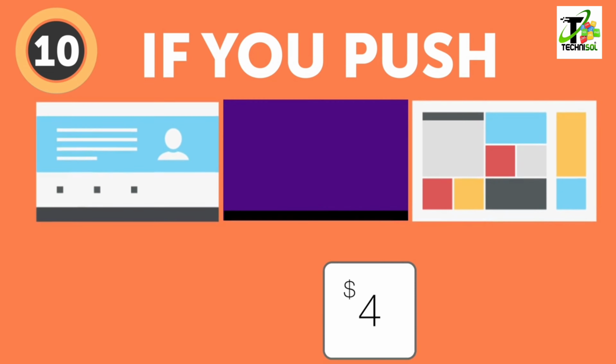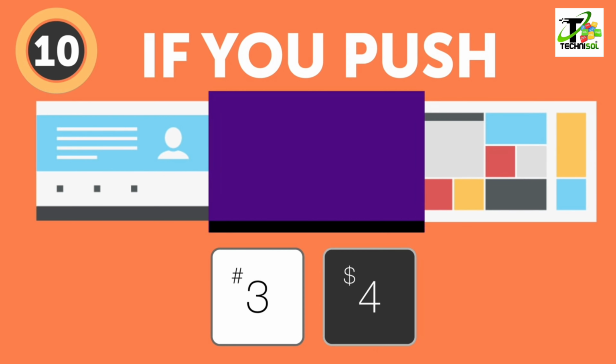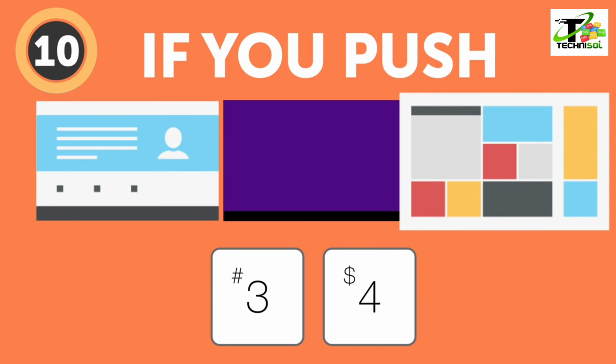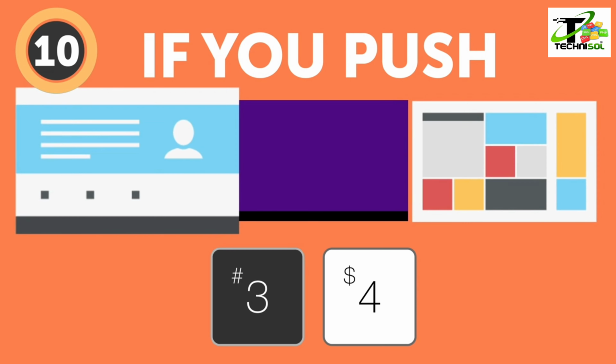But for you, it gets even cooler. If you push 4 instead of 3, you'll be able to choose what part of your desktop you want to snap a picture of, or even take a screenshot of only one exact window.